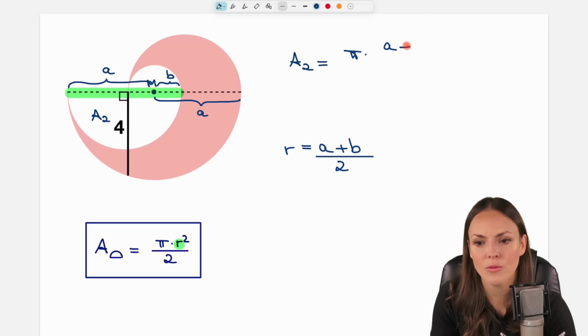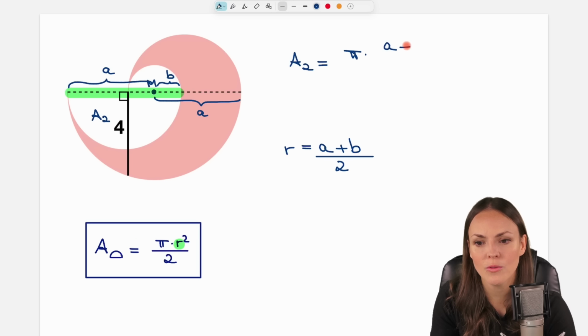Okay, what about A3? The area here of this semicircle. Same thing here. We don't know where the center of this semicircle is, but we can work with the diameter again. What do we know about the diameter here? Well, A is already a part of the diameter. And here, what about this part here on the left side? This is again the radius of this tiny semicircle from the center to the edge, which is our B.